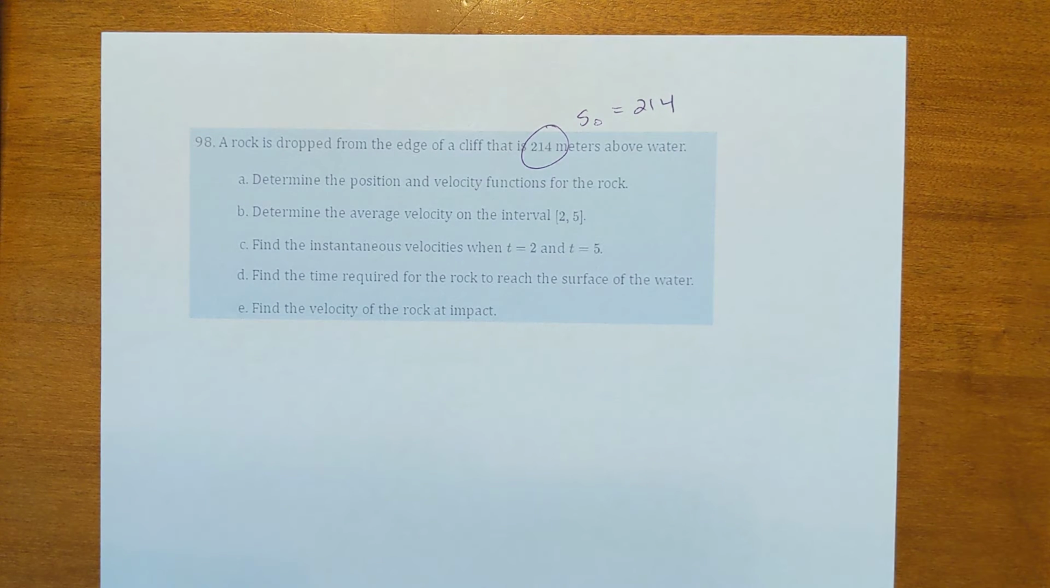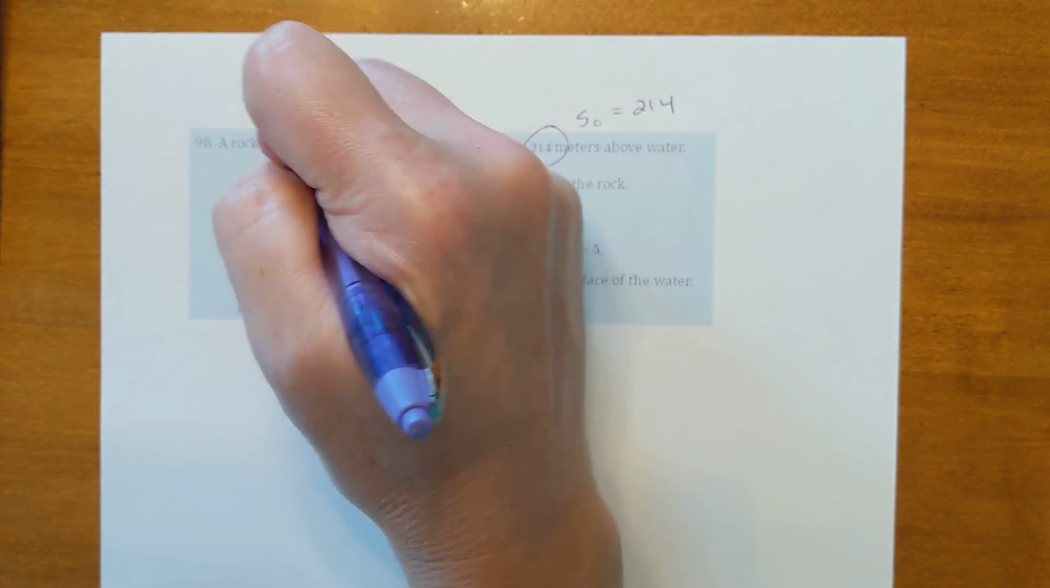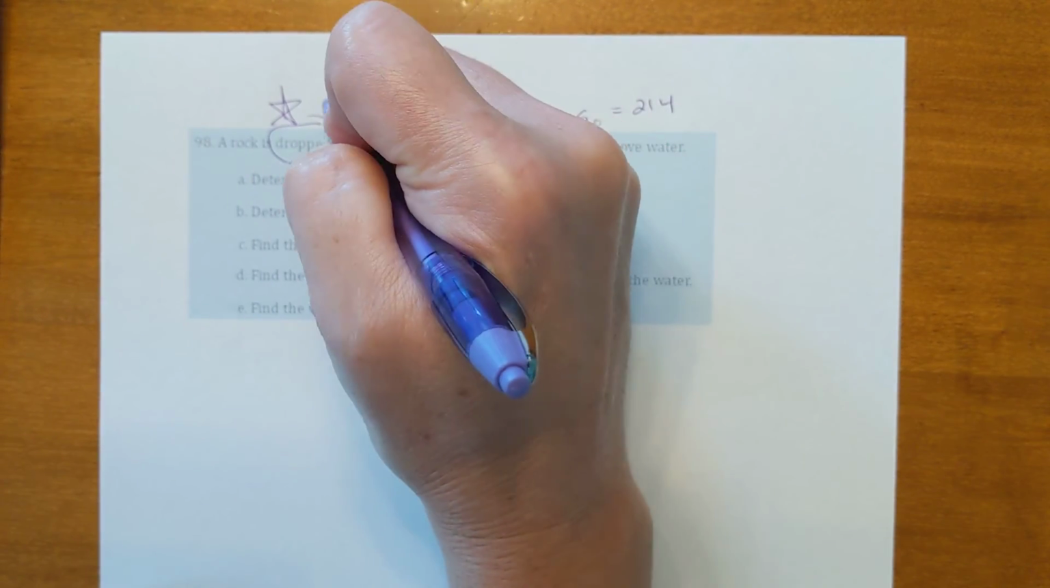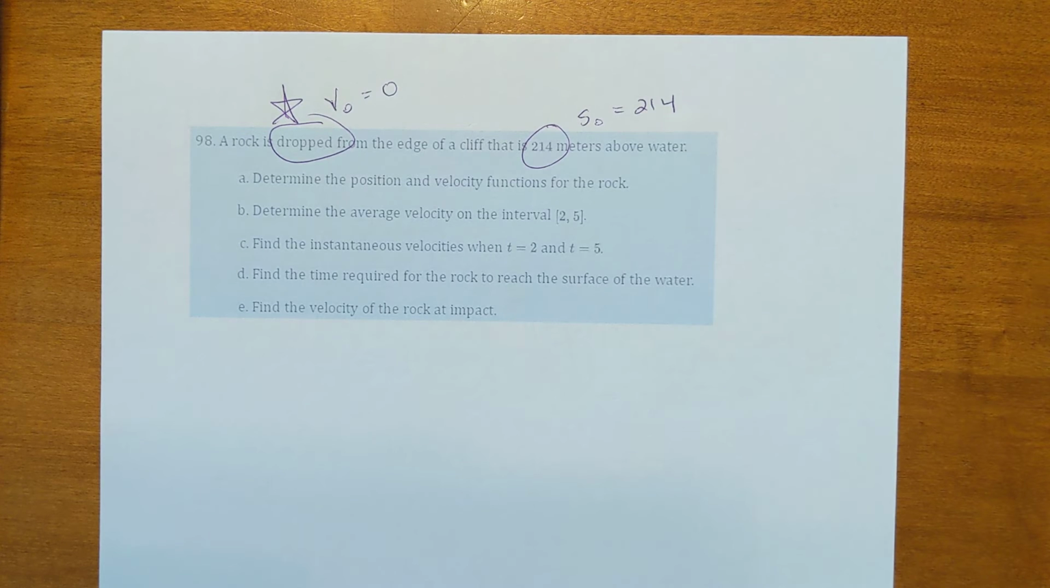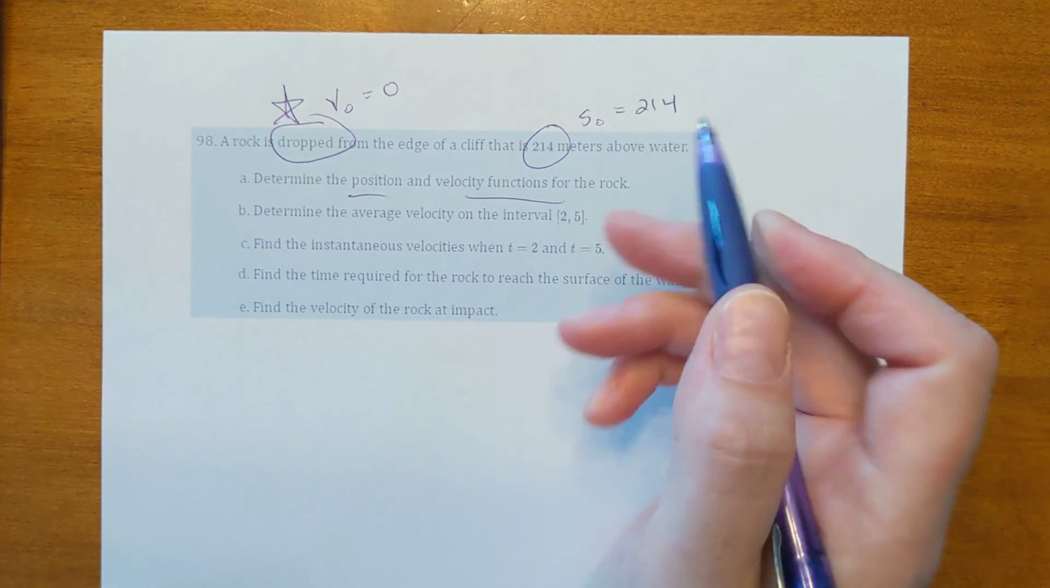And they drop it. So they didn't throw it, they dropped it. So that makes the initial velocity, this is the thing I wanted you to know, that makes the initial velocity 0. It wasn't thrown with any effort at all, they just dropped it. So there was no velocity involved. Determine the position and velocity function.